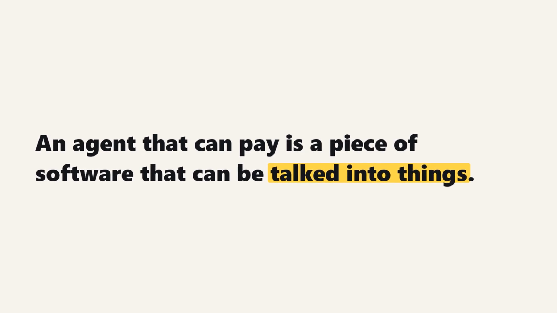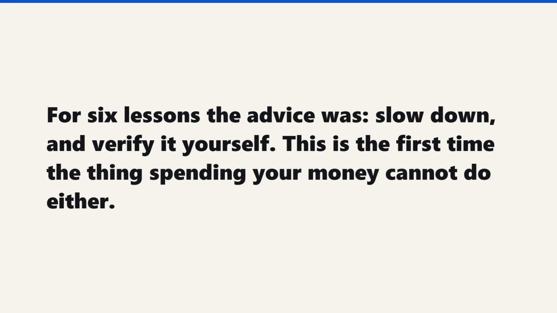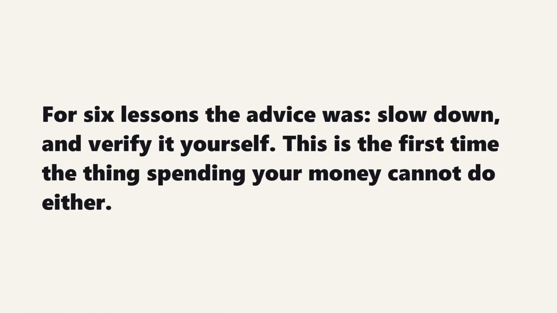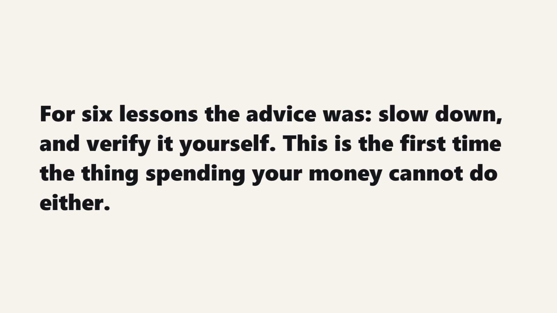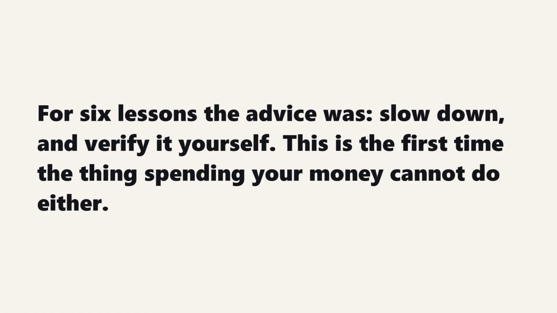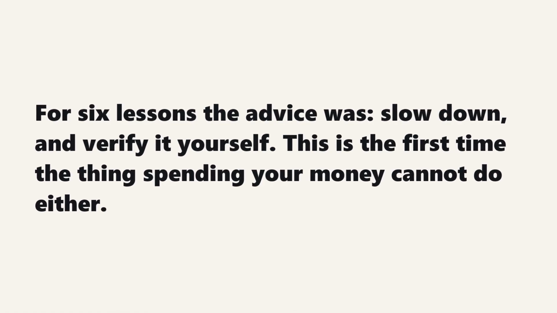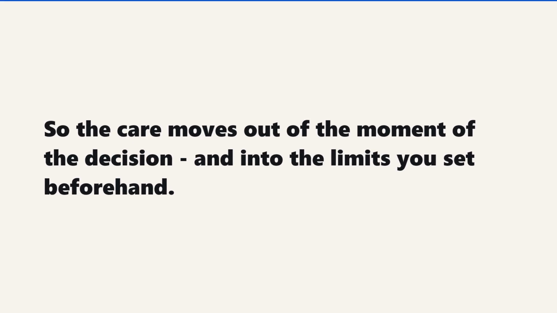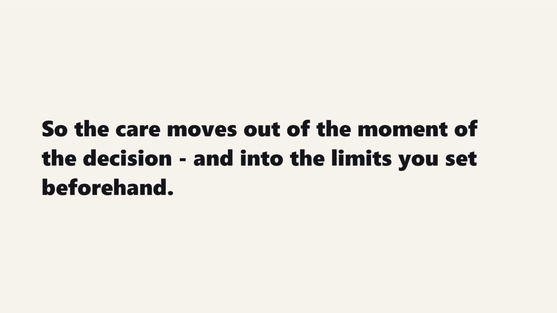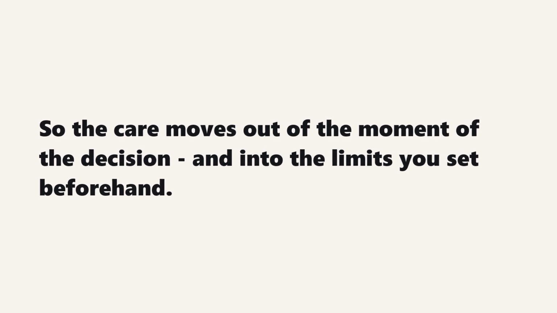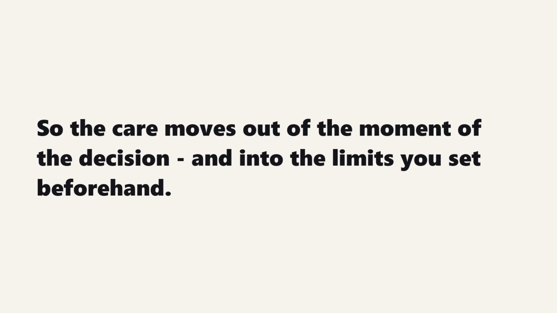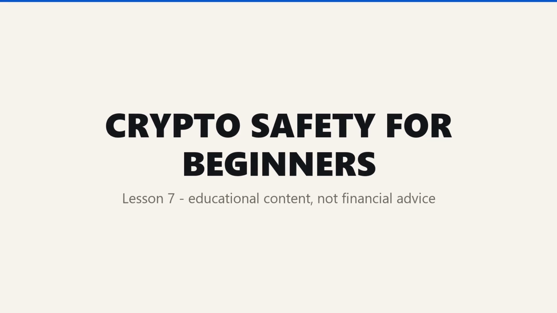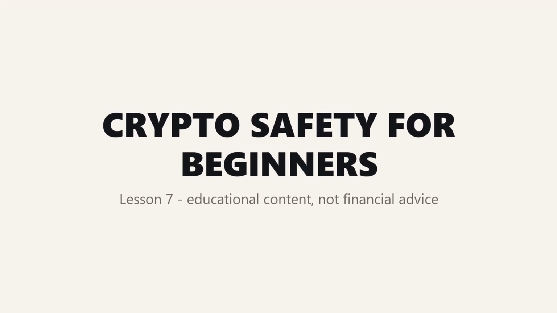Why you give it a float instead of an account. Why the limit belongs on the task. Why everything it reads is untrusted input. And it is the honest end of this series. For 6 lessons, the advice was, slow down and verify it yourself. This is the first time the thing spending your money cannot do either. So the care has to move somewhere else, out of the moment of the decision and into the limits you set beforehand. That is the whole job now. Not watching every payment. Deciding in advance how much damage a bad one is allowed to do.